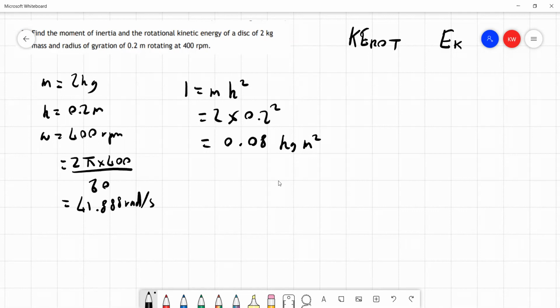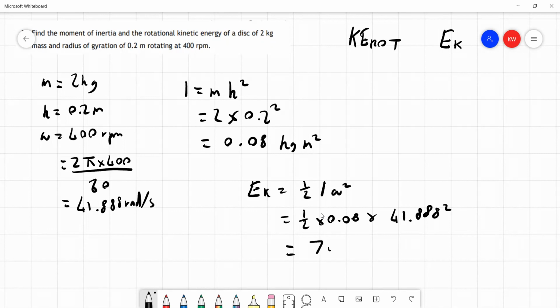So we've got our formula for rotational kinetic energy, which is EK is equal to half I omega squared, where I is in kilogram meters squared and omega is in radians per second. So we put these values in, get a half times 0.08 times 41.888 squared, and I'm going to be using the exact value in my calculator to get the answer. And putting all of those in, we're left with 70.184 joules as our answer.